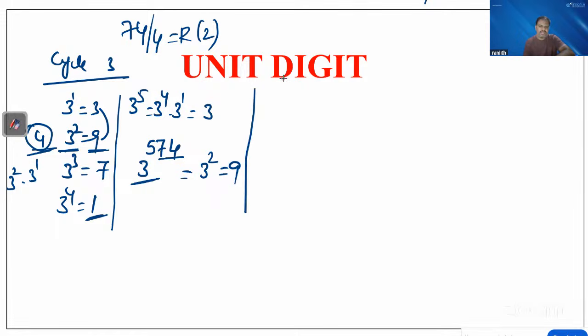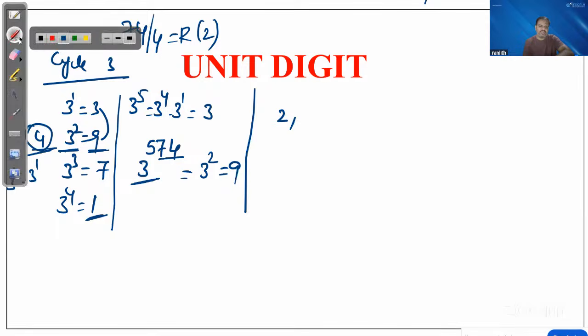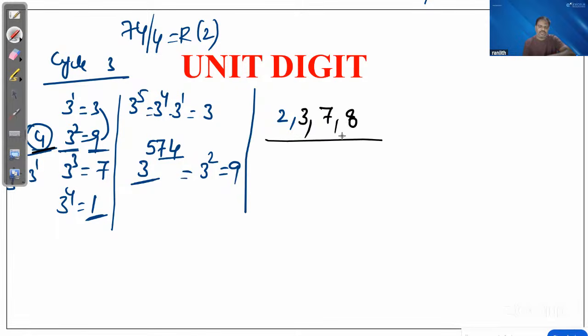Next, I will write directly: in 2 cycle, after 4 steps we are having the repetition, and the next 3 cycles also, after 4 steps we are having the repetition. In 7 and 8 also, after 4 steps we are having the repetition, and 1 power anything is 1, where 5 square will be equal to 5. 5 cube is also 5.